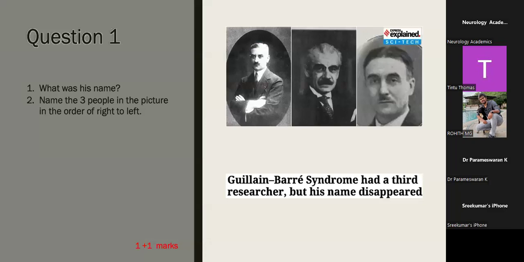We'll go to the first question. See this picture where Guillain-Barré syndrome had a third researcher, but his name disappeared in the future literature. What was his name? Name the three people in this picture in the order of right to left.